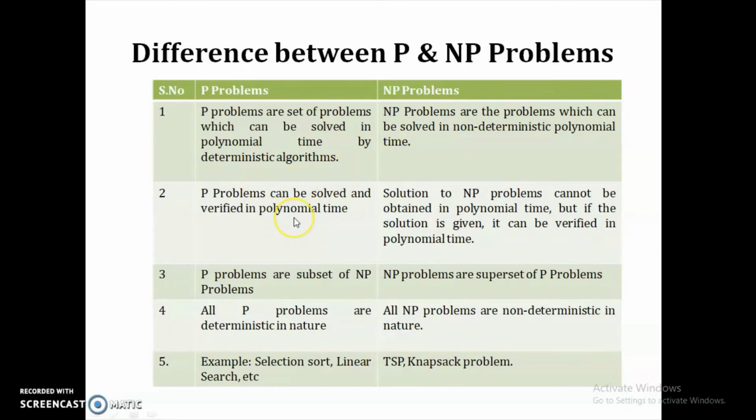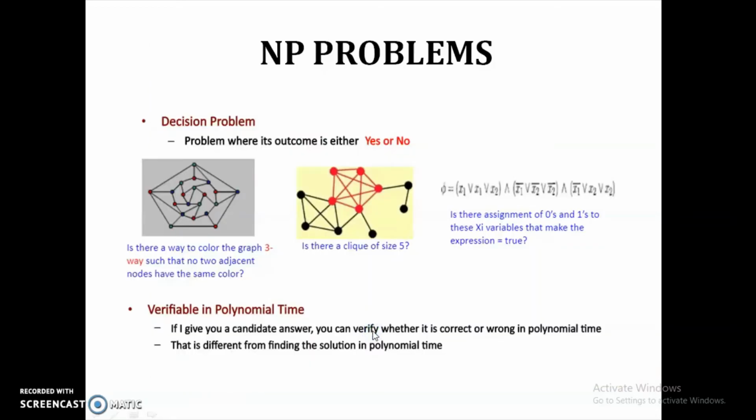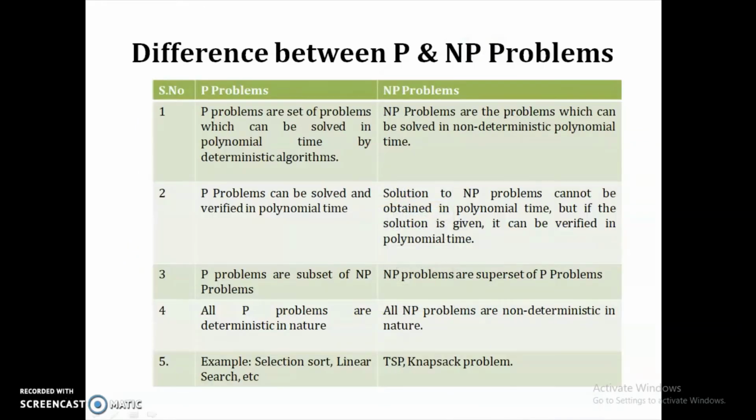And this is verifiable in polynomial time. Here also, even though you cannot obtain the solution in polynomial time, if the solution is given, it can be verified in polynomial time. P problem is a subset of NP. Here NP is a superset of P. All P problems are deterministic in nature. Here it is non-deterministic in nature. For example, for P we can take linear sort and so on. But for NP problems, we can take TSP and the knapsack problem.